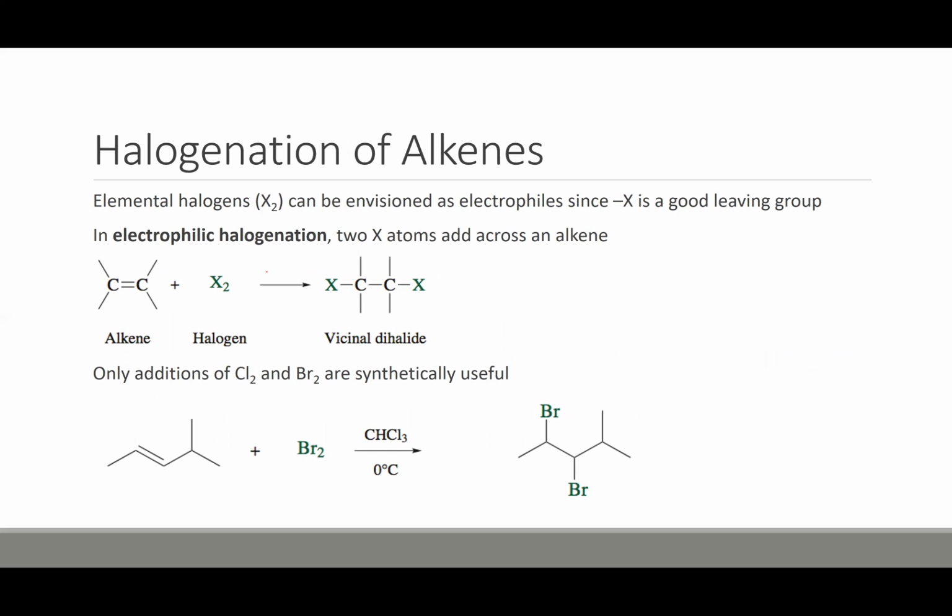Halogens as a gas, which is X2, any halogen in general, can also be envisioned as an electrophile, and that's because a halogen is a good leaving group. So remember, our double bond is a nucleophile, and we can have electrophilic halogenation of these two X atoms across the double bond, across the alkene. These add in a way that obviously each side is going to add evenly. You have the same thing, a Br and a Br, or a Cl and a Cl. So we don't have to worry about Markovnikov's rule, in which we are looking at where the proton will end up, or where the OH will end up on more substituted or less substituted, because we have two of the same thing.